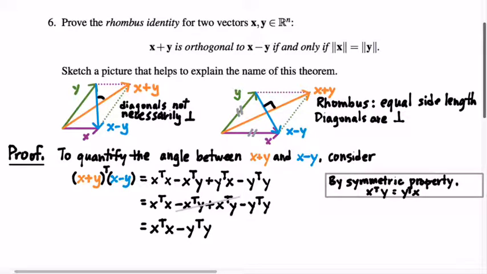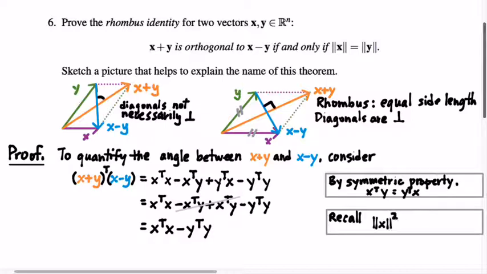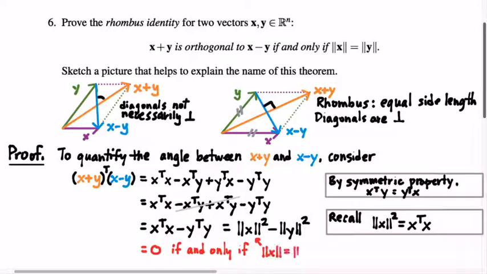But now remember, what is x transpose x? X transpose x is nothing more than the square of the norm, the magnitude, of x. So we can rewrite x transpose x as the square of the norm of x, and y transpose y is the square of the norm of y. So the dot product of these two diagonals is nothing more than the difference between the squared lengths of x and y. And that difference will be equal to 0 if and only if the norm of x and the norm of y are equal.